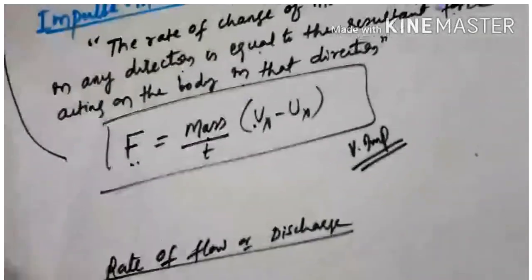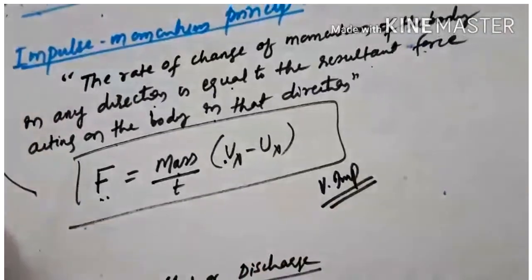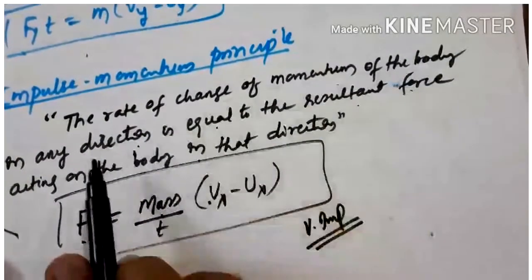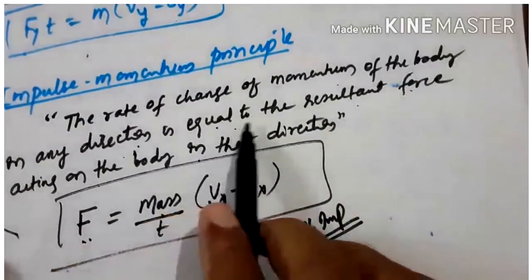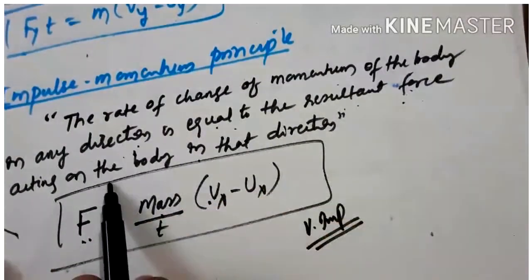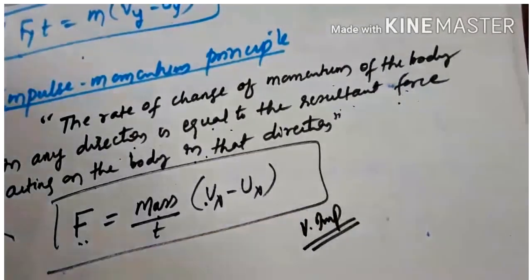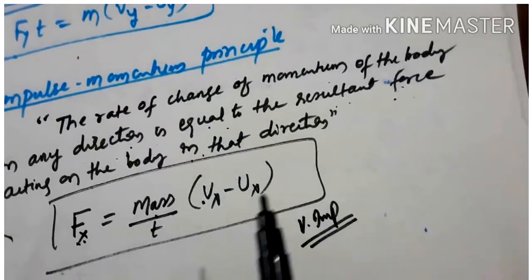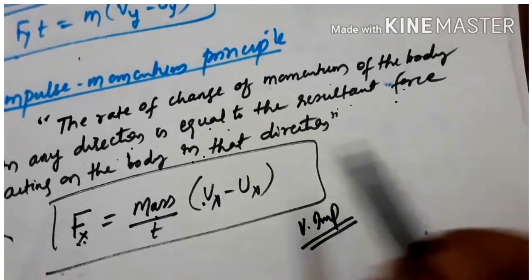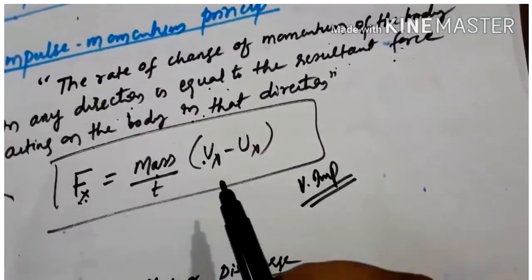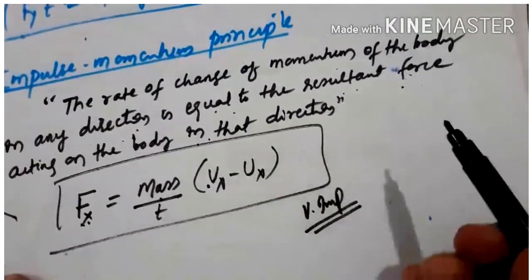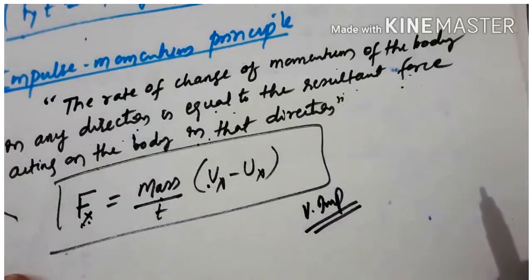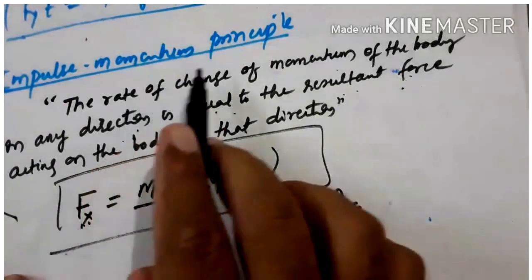Okay, and in this chapter the very important thing is the impulse momentum principle. Once again I'll repeat: the rate of change of momentum of the body in any direction is equal to the resultant force acting on the body in that direction. In whichever direction you apply a force, in that direction the momentum of the body changes. If you apply it in the x direction, the momentum changes in the x direction. If you apply it in the y direction, the momentum changes in the y direction. That is the impulse momentum principle.